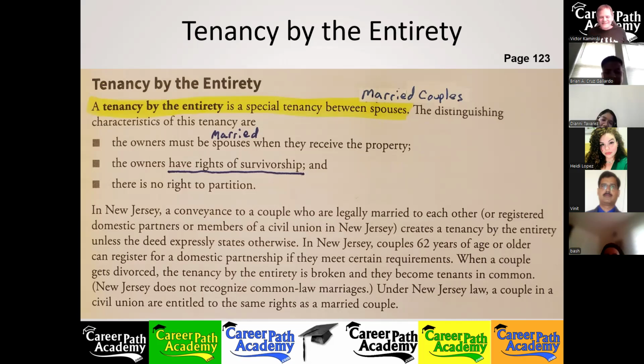There's trouble in paradise. Now, in New Jersey, conveyance to a couple who are legally married to each other or registered as domestic partners or members of a civil union in New Jersey creates a tenancy by the entirety unless the deed expressly states otherwise. In New Jersey, couples who are 62 years of age or older can register for a domestic partnership if they meet those requirements. When a couple gets divorced, the tenancy by the entirety is broken and they become tenants in common. New Jersey does not recognize common law marriages.